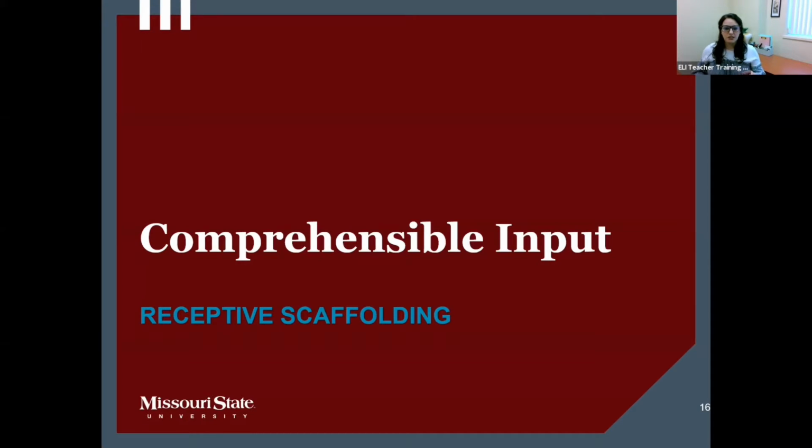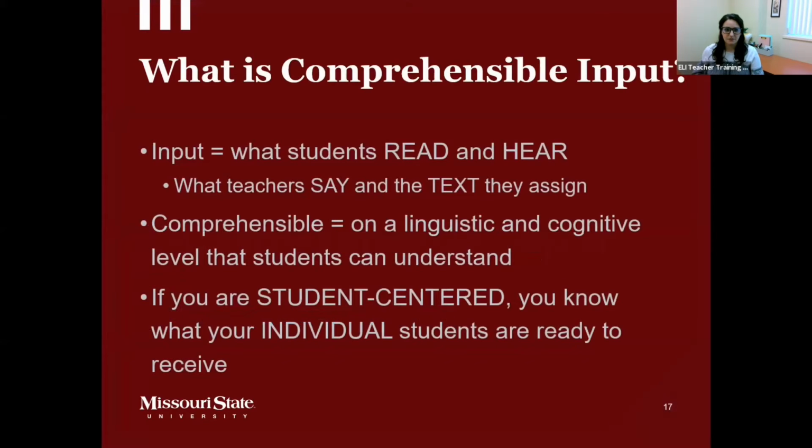So if English is learned in 4 skills, reading, writing, speaking, and listening, 2 of those skills are receptive and 2 are productive. So we have the receptive skills, listening and reading, and that is the input. So this is about how to scaffold the receptive skills or create comprehensible input. Input would be what students read and what they hear. So what does that mean for you as the teacher? That's what you say, the directions you give, and anything you say in class, and the text that students read.